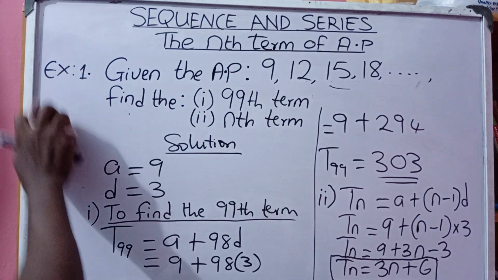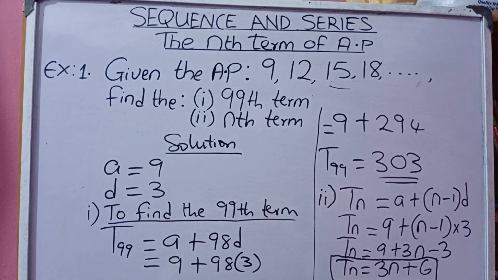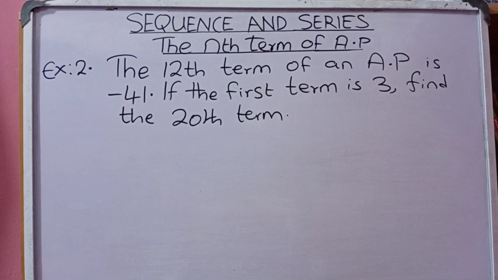Now let's move to the second example. Here we have the second example. The question reads, the 12th term of an AP is minus 41. If the first term is 3, find the 20th term. Look at how we are going to be approaching this one.